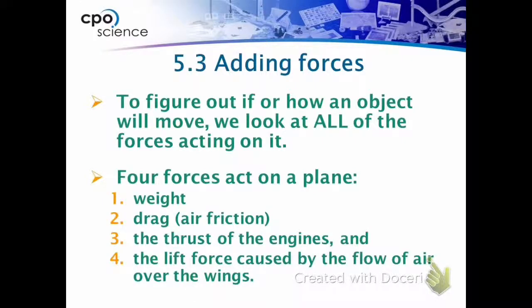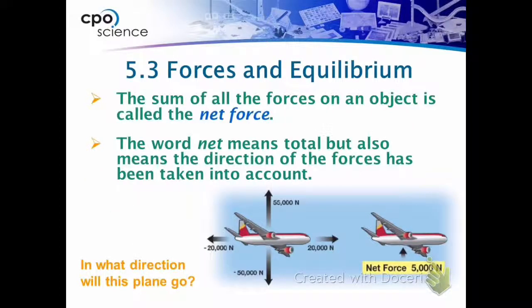Weight is a force that pulls an object down, and that comes from gravity acting on its mass. Drag is a force of friction, which will resist the motion. In this case, the airplane was moving to the right, so drag is to the left. The thrust of the engines, which is going to propel it forward, and the lift, which is actually a force that comes from the flow of air over the wings, lifting it upward. And it's all these forces acting together that determine whether the plane's going to go up, down, speed up, slow down, etc. The term for this is net force.